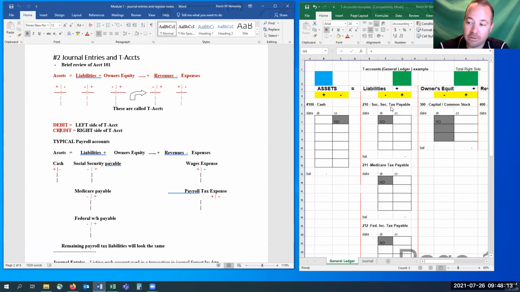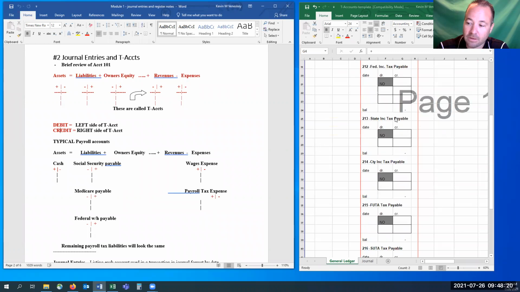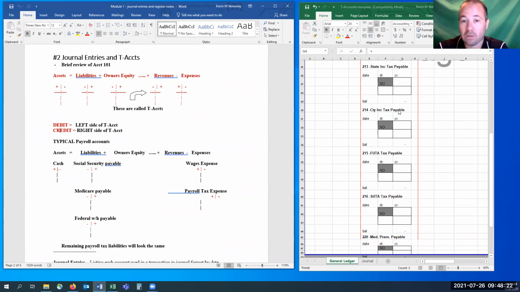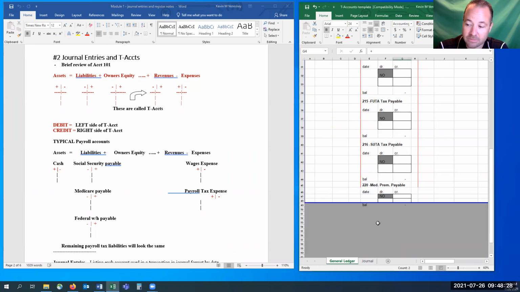And then for liabilities, I've got a couple examples here, but I've got a lot of them over here. These are all the normal payroll liabilities that you're going to come across. And you can see that there's quite a few. You've got your normal taxes, and then you've got items down here where I started just to show what it would look like. It's going to look the same, just not going to be a tax.